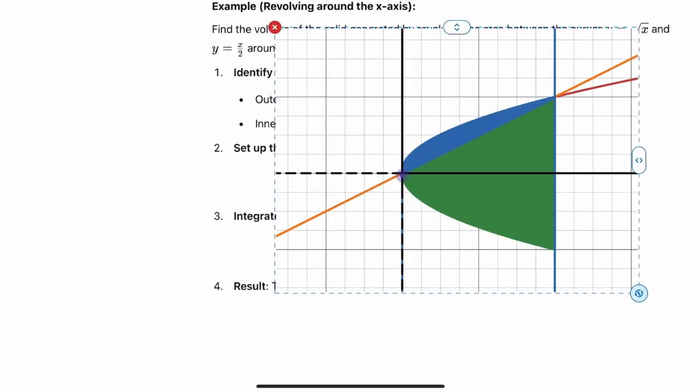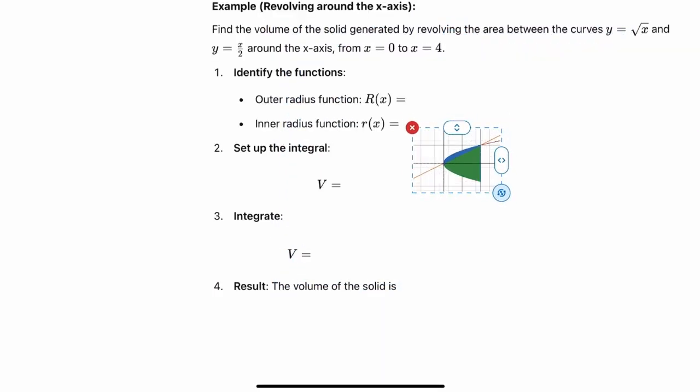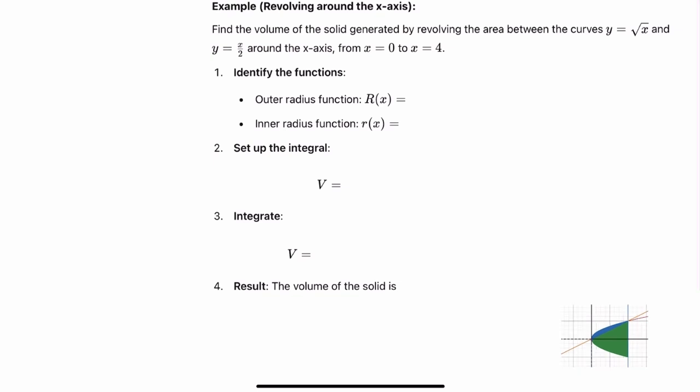So let us do the math to find our volume. The outer radius is what? It is f of x, which is the square root of x. The inner function is x over 2. So the volume is pi times the integral from 0 to 4 of square root of x squared minus x over 2 squared dx.